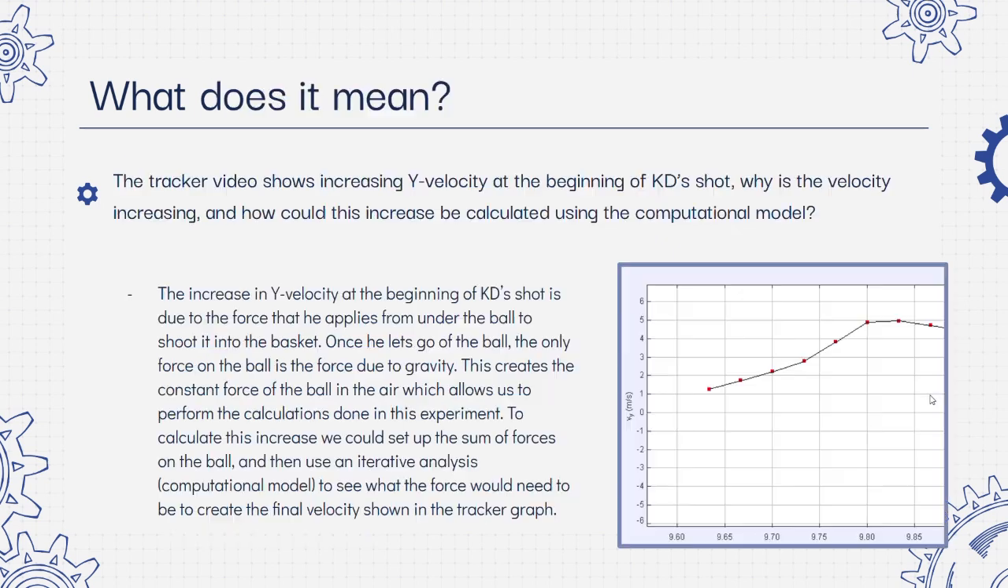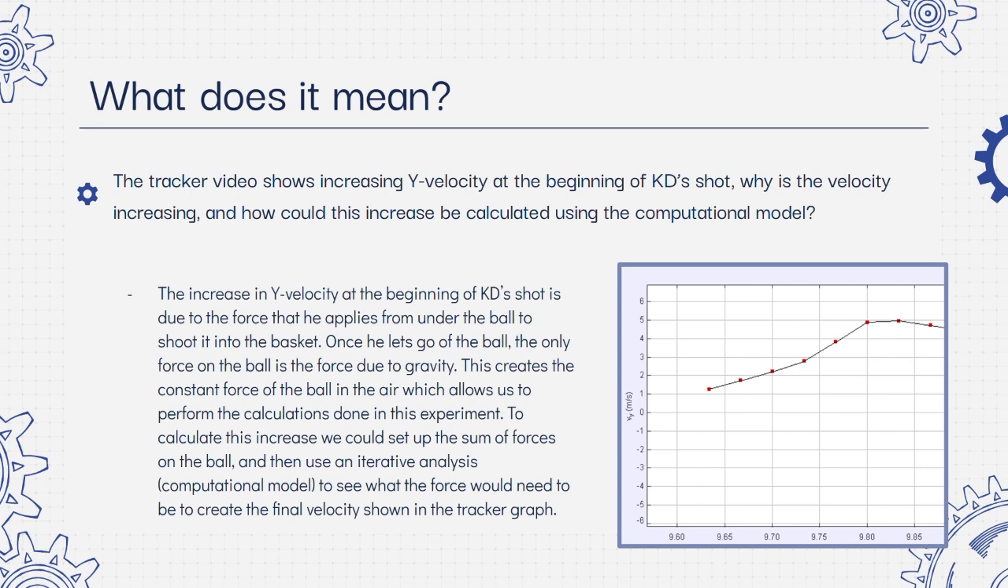Nice. So what does it mean? There is an increase in the y velocity at the beginning of KD's shot that we tracked in the video. Why is this? Well, the increase of the y velocity at the beginning of the shot is due to the force that he applies from under the ball to push it into the basket, basically. Once he lets go of the ball, the only force on the ball is due to gravity, which creates that constant force, which allows us to do all these nice calculations in the experiment.